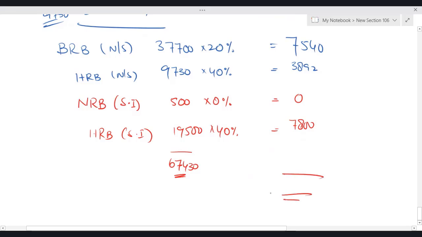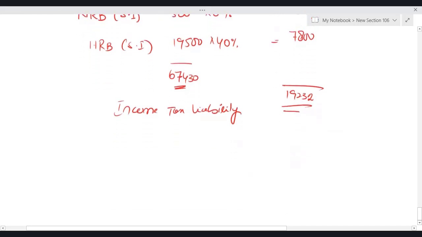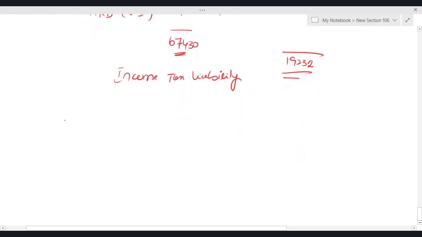Let's see the income tax liability. 7,800 plus 3,892 plus 7,540. I'm getting 19,232. This is my income tax liability, which is 19,232. Now, please look at this.